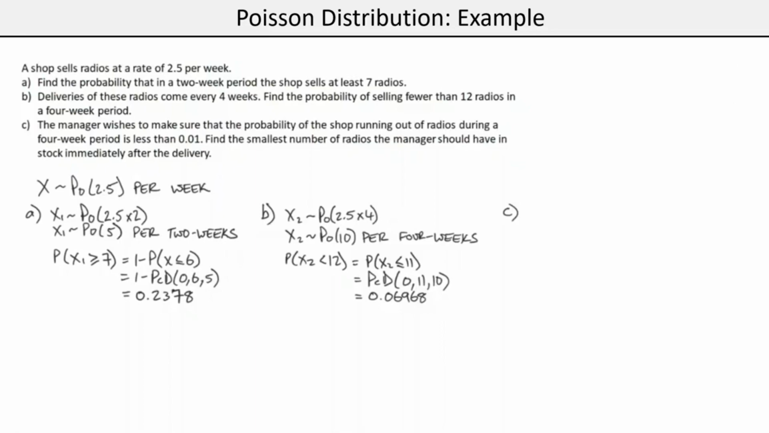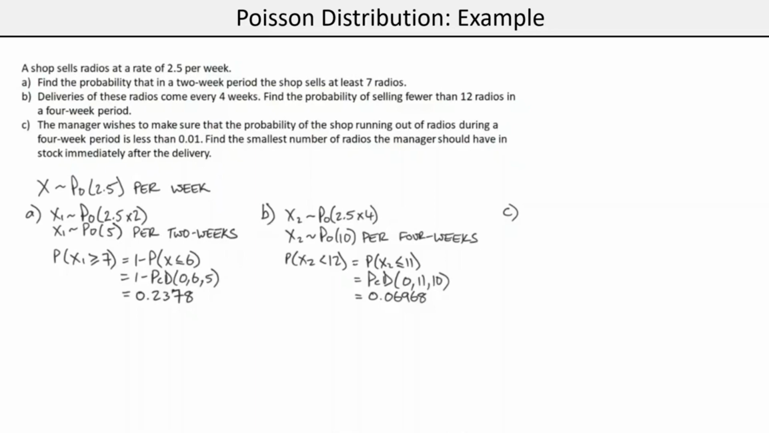On to part C. The manager wishes to make sure that the probability of the shop running out of radios during a 4-week period is less than 1%. We've been asked to find the smallest number of radios the manager should have in stock immediately after the delivery. If they run out of radios, that means the number of radios that a customer has come in to buy is greater than the number of radios they have. It's going to be larger than the number of radios that they have.